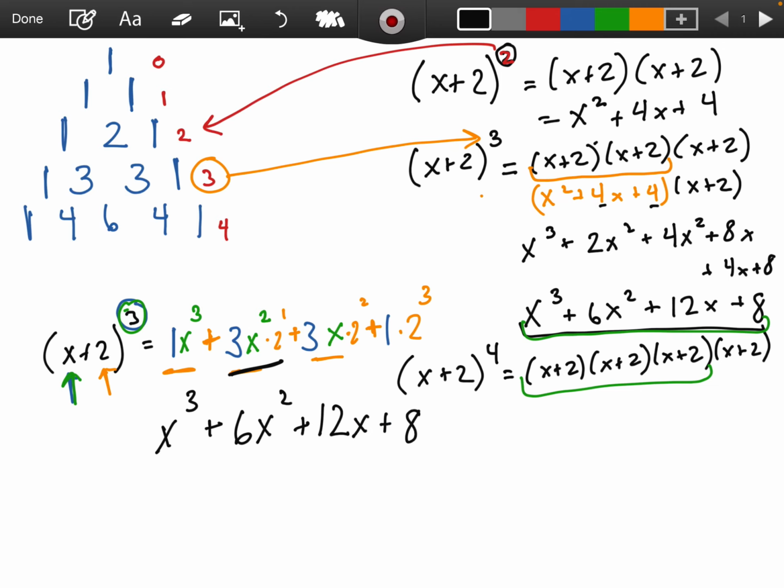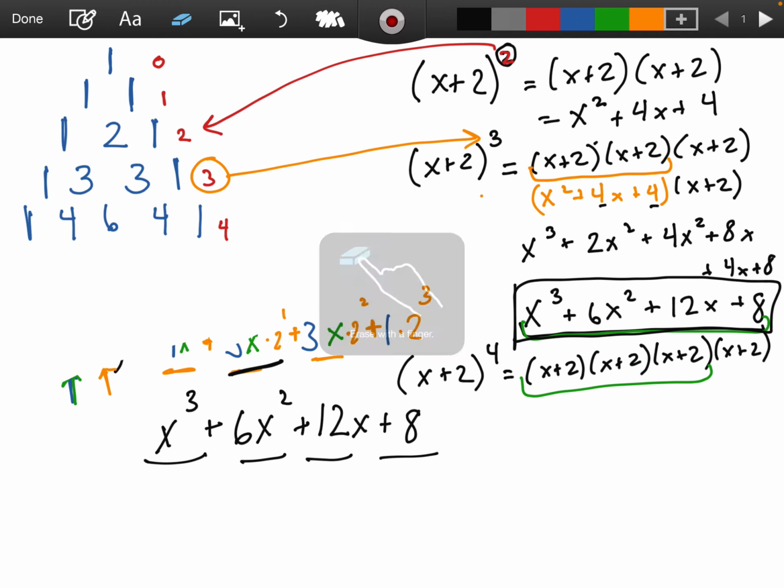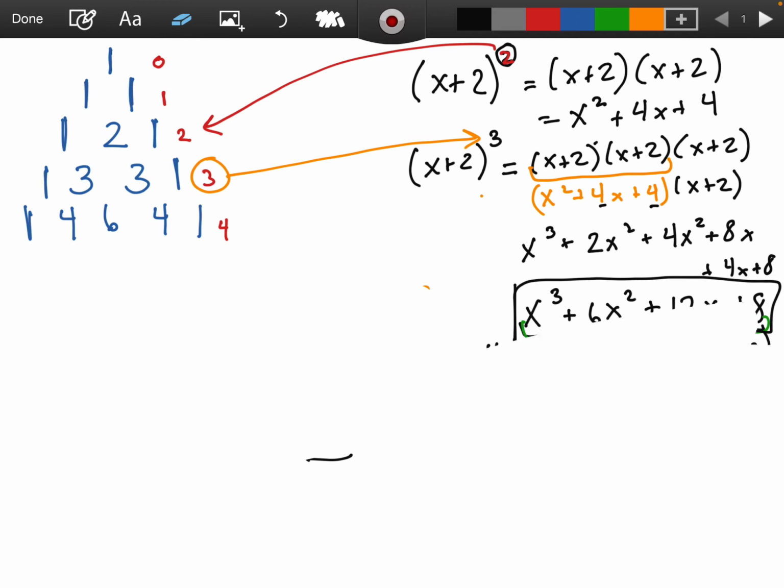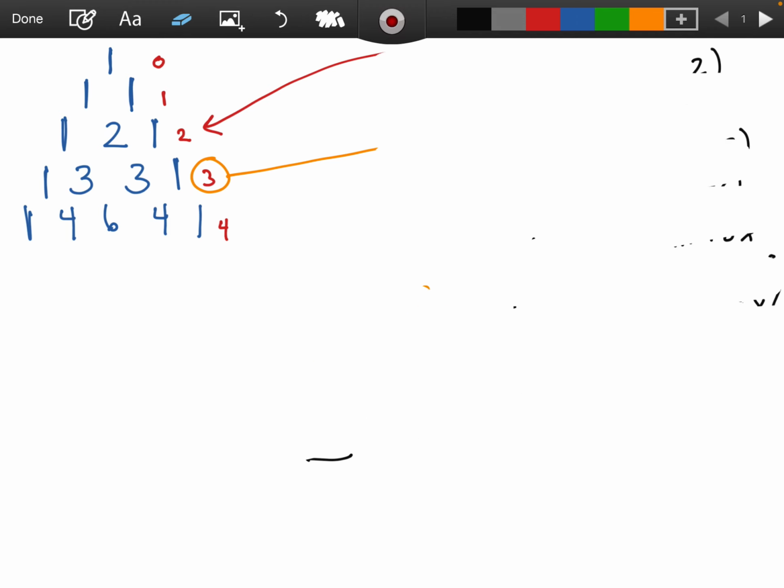Now let's check. We were comparing it to this one, right? x cubed plus 6x squared plus 12x plus 8. Okay, so we get the exact same thing there, and it just makes it a whole lot faster. All right, let's do one more. We've got to clear out this space here, and we'll do one more to see how it works.